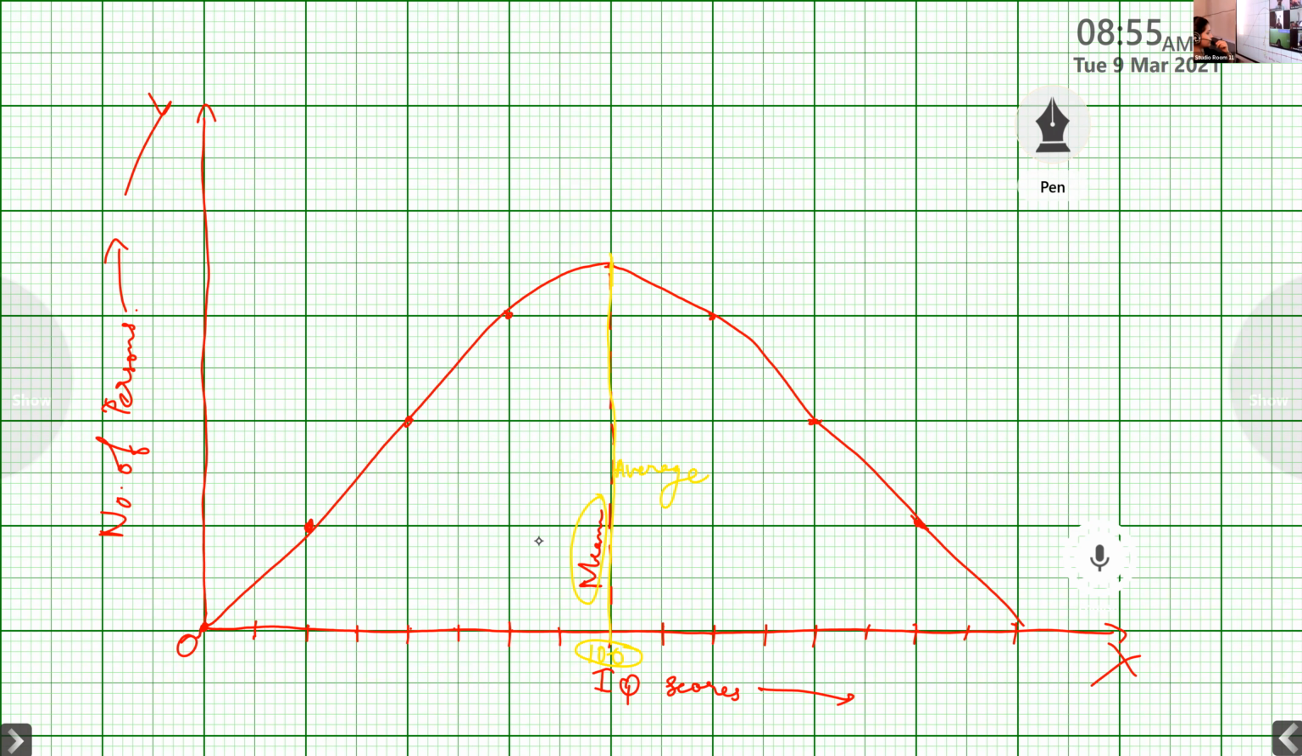So how will you calculate the IQ? You'll use the formula MA by CA into 100. From the intelligence test, we get a score called MA. What is MA? Mental age. And what is mental age?